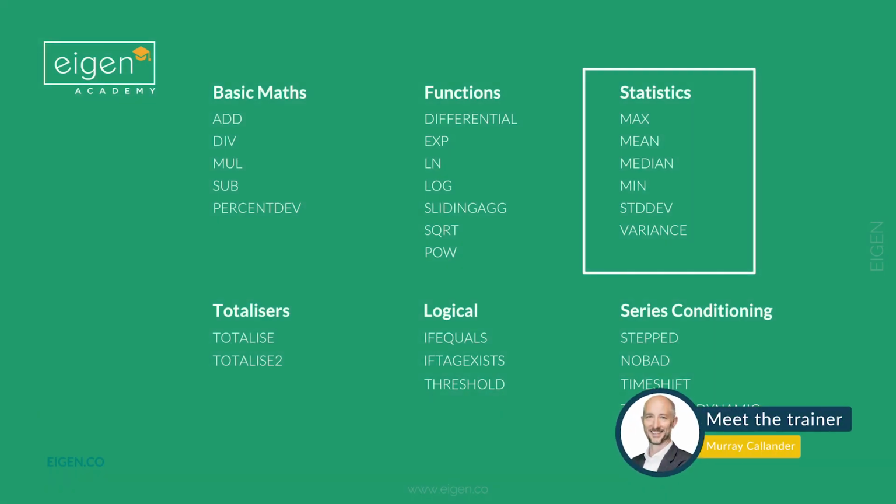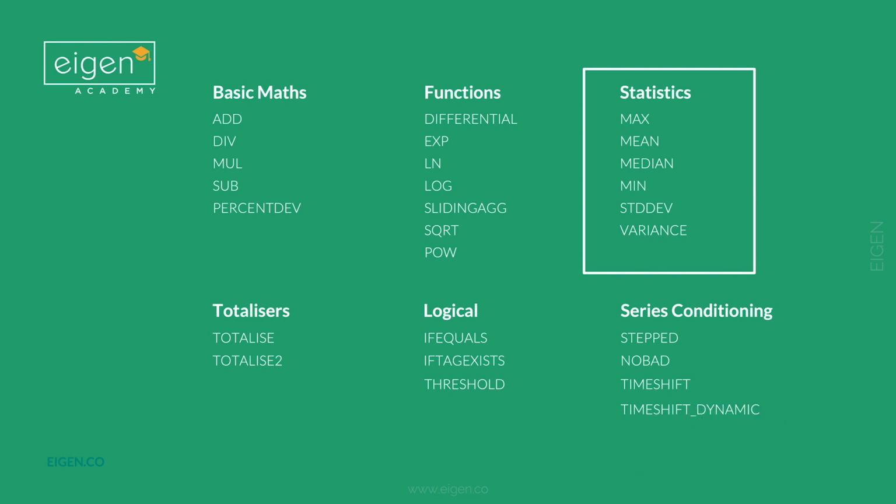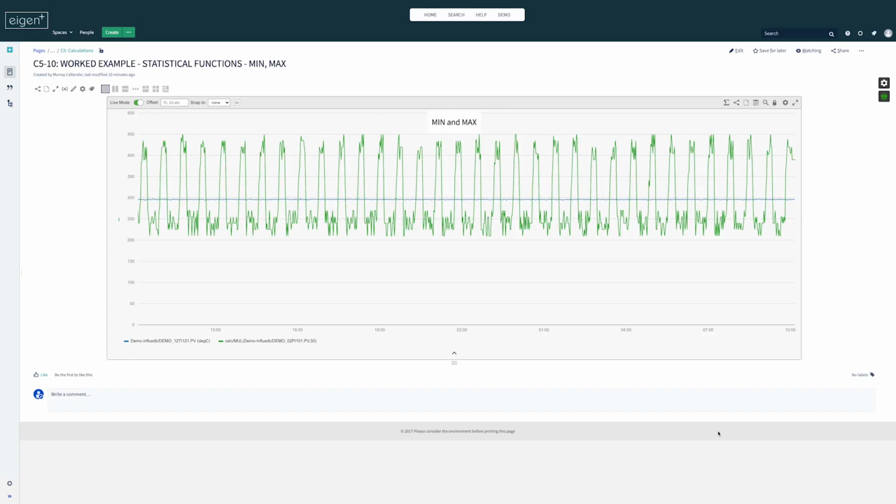There's a number of statistical functions in Ingenuity. For this example, I'm just going to look at the min and the max. They all operate in the same way, so if you understand the concept here, then you can apply it to the others. So let's look at a worked example.